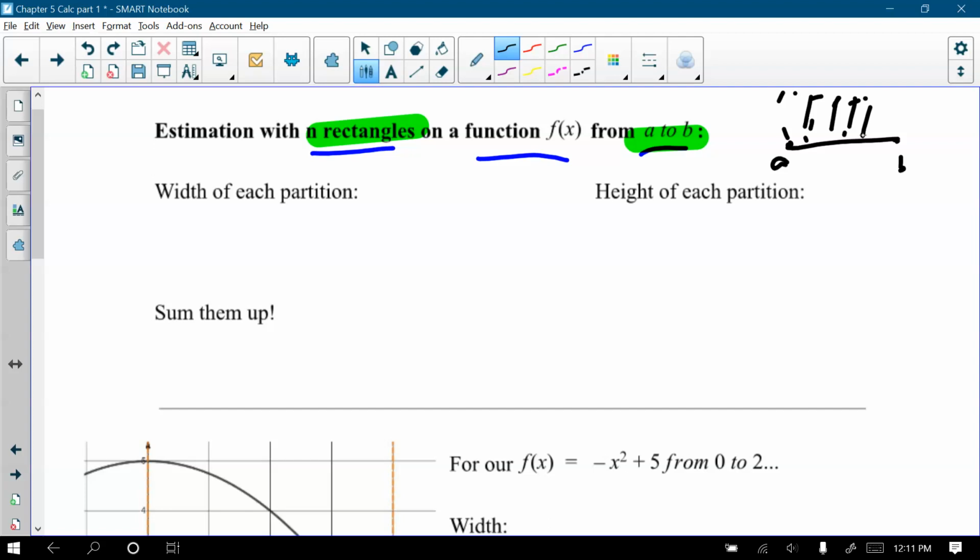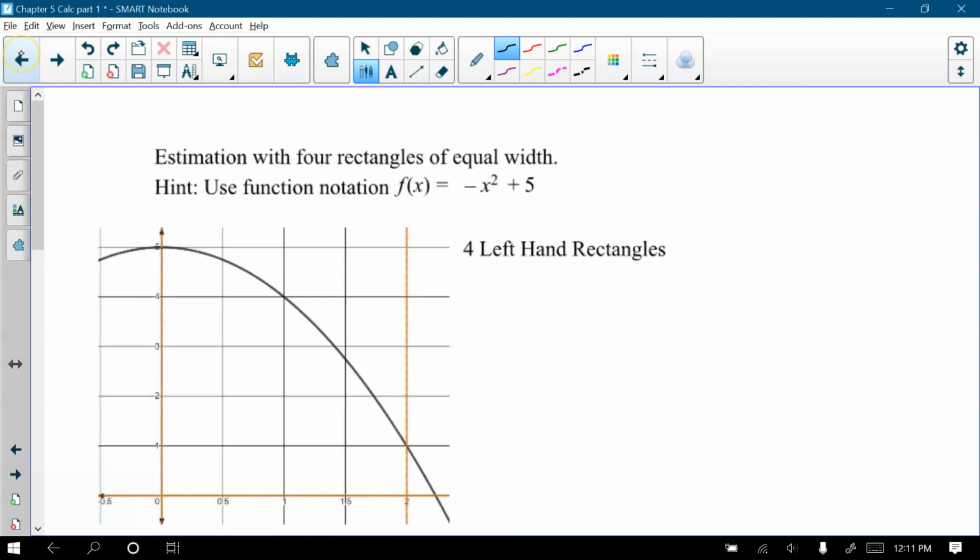If the rectangles all have uniform width, so let's keep that in mind, and they will in your case. If they have uniform width, for now, of each partition, well, I could take B and subtract it to A. You could do B minus A. And then to find out the width of each one, to make all the rectangles the same width, I divide it by how many rectangles I want. That's kind of what I did in this last one.